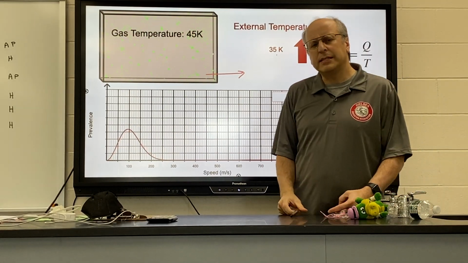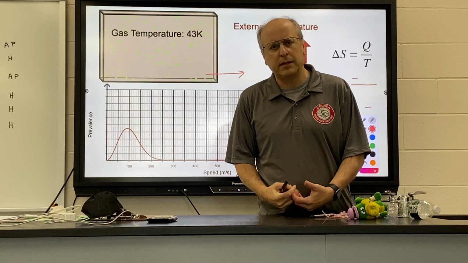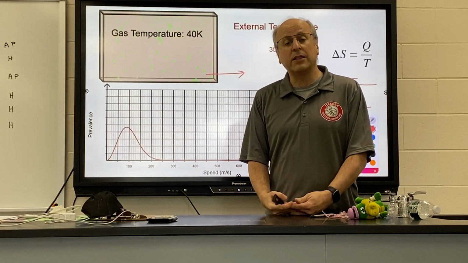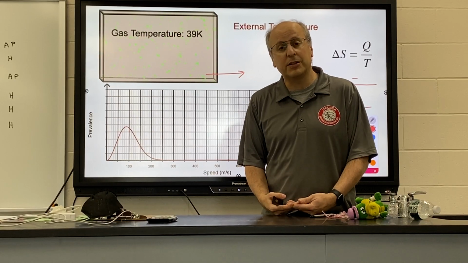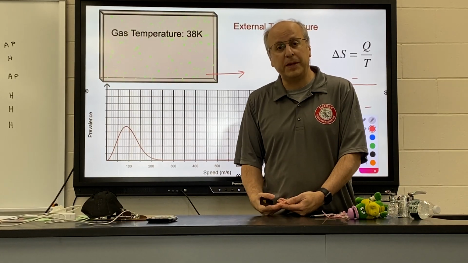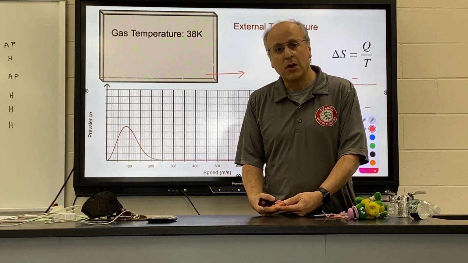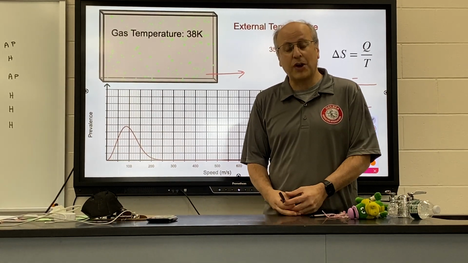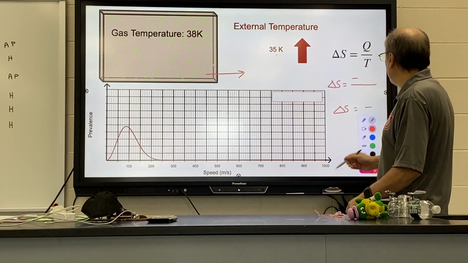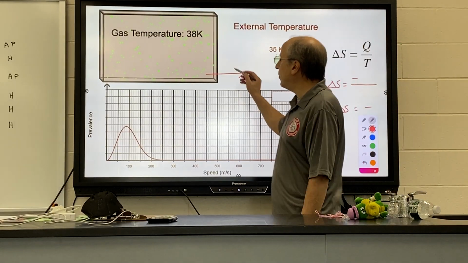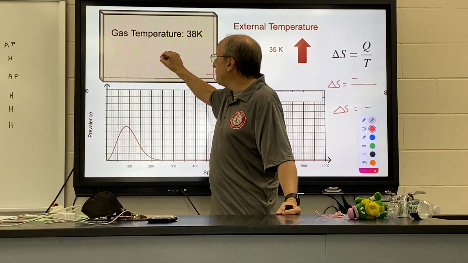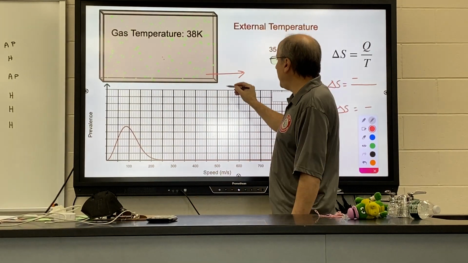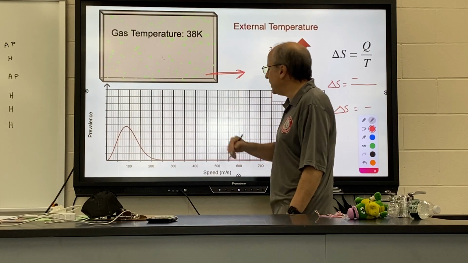A delta S that's negative may seem like it contradicts the second law of thermodynamics. The second law of thermodynamics we talked about meant that the entropy of a closed system always has to go up or stay the same. It cannot drop. The reason why we're able to get the entropy to drop is because we don't have a closed system.